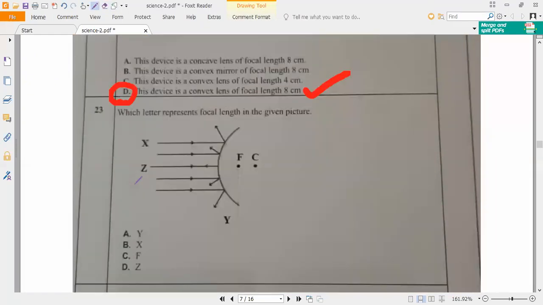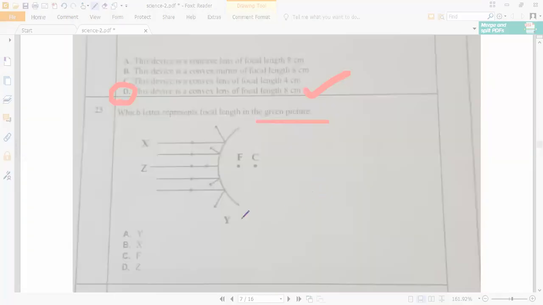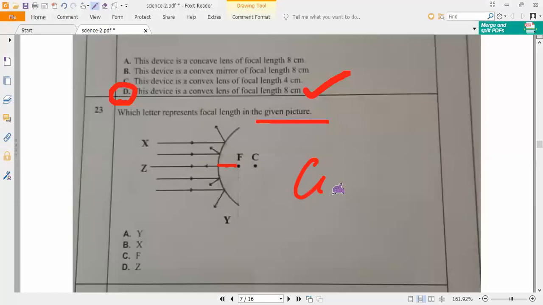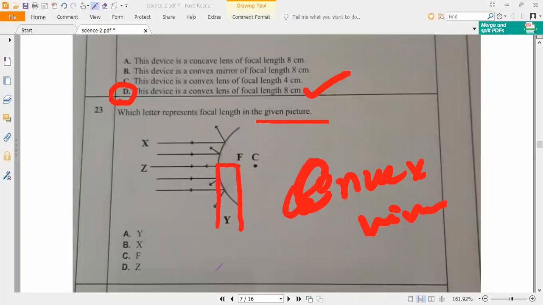Correct? Next, which letter represents the focal length in the given picture? This is a convex mirror. Please respond. Which letter will represent it? Convex, that we know. So for the convex mirror, which letter is representing the focus? You can check it here. F, sir. Which F letter?